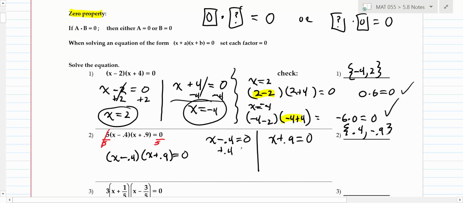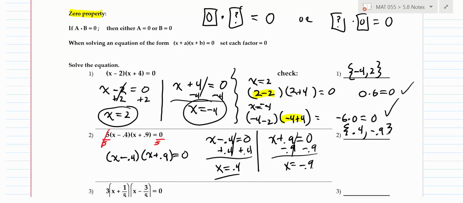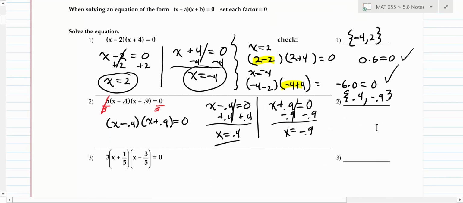Now if I add 0.4 to both sides, that's going to give x equals 0.4, and then if you subtract 0.9 here, that's going to give x equals -0.9. Okay, students usually don't have any problem doing these. This is kind of the last step of the bigger problem that we're going to learn here today. All right, does that make sense so far to everybody?